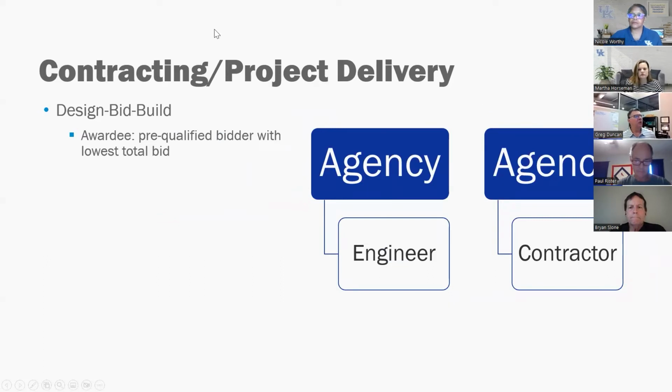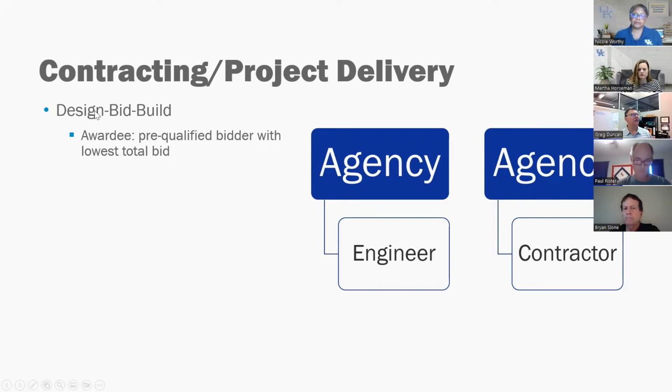So we ask what type of project delivery methods you're typically familiar with, and this shows the relationship for a design, bid, build contract delivery. In this relationship, the agency hires usually both the design and inspection engineer, or those may be different entities, and the agency also hires the contractor. And so the agency is acting as the owner. Both the engineer and contractor have independent contracts to work for that agency to do that work.